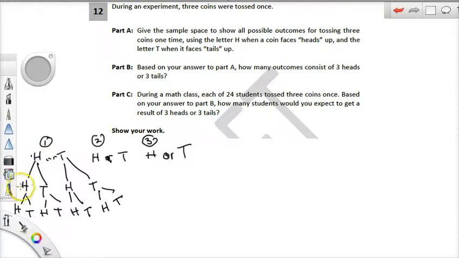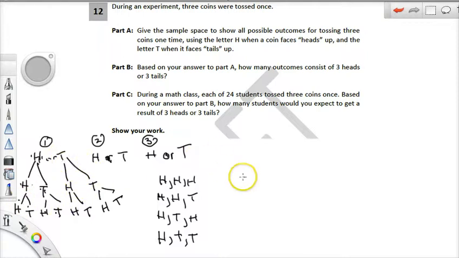So you could get heads, heads, heads, or heads, heads, tails. Go down this branch: heads, tails, heads, or heads, tails, tails. And that's all 4 outcomes with heads first.